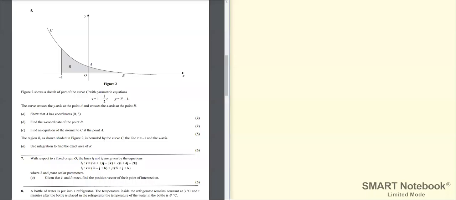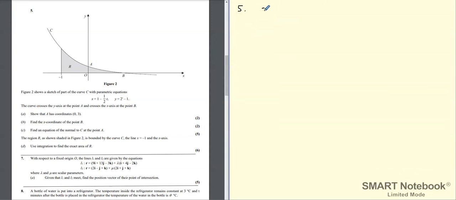Right, let's have a look at number 5 here. So we've been given a sketch of the part of curve C with parametric equations given to us. The curve crosses the y-axis at point A, as we can see, and the x-axis at point B. We've been asked to show that A has coordinates 0, 3.